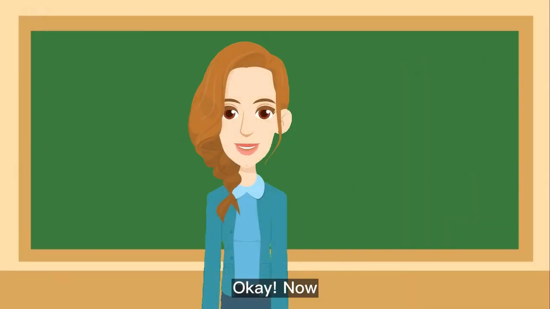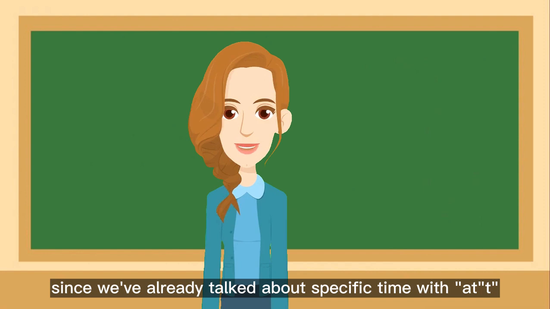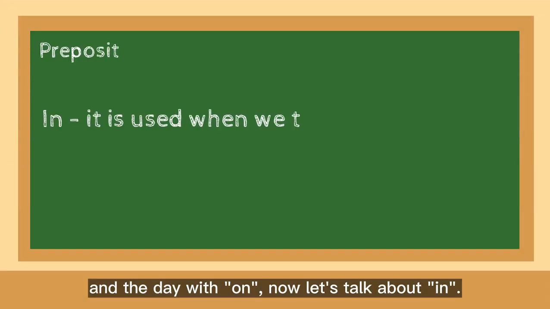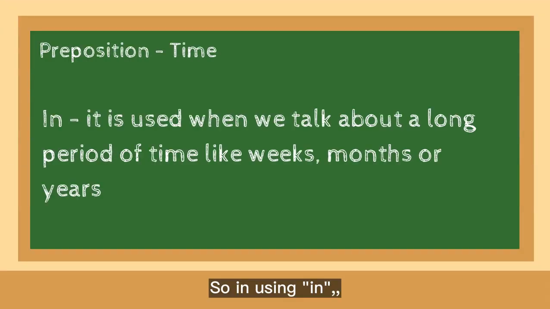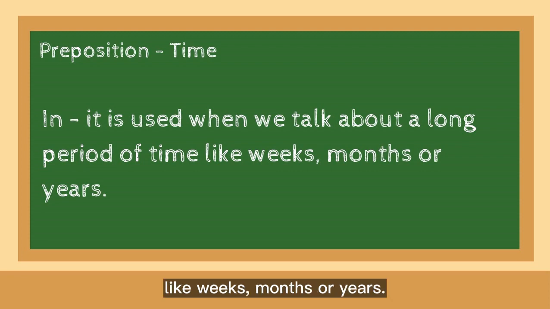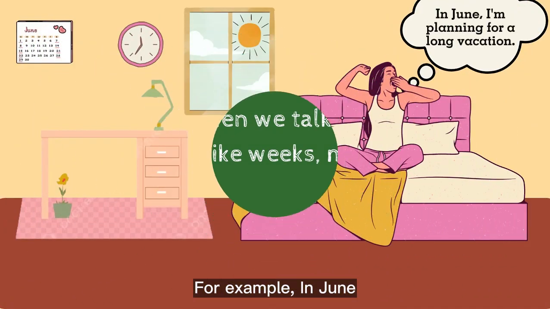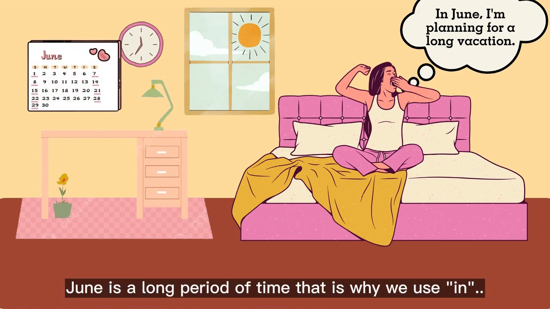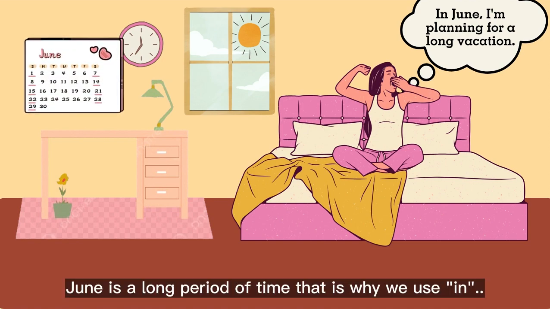Okay, now since we've already talked about specific time with at and the day with on, now let's talk about in. In is used when we talk about a long period of time like weeks, months, or years. For example, in June, I am planning for a long vacation. June is a long period of time, that is why we use in.